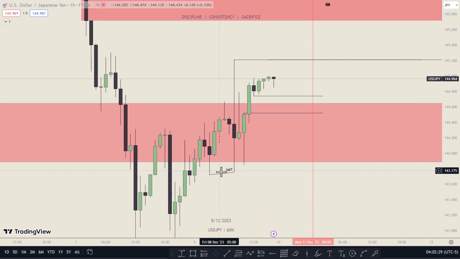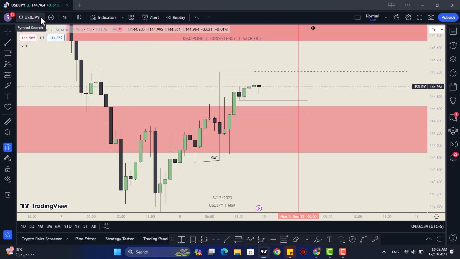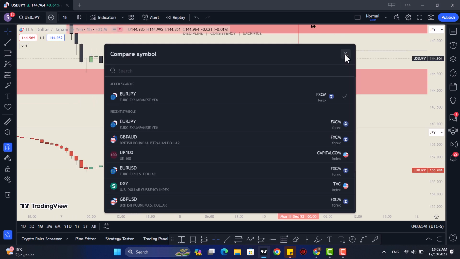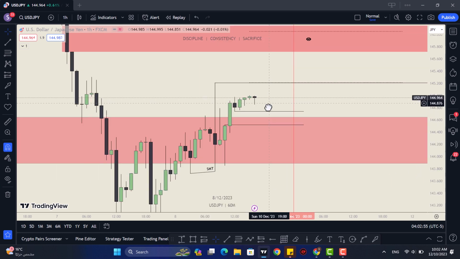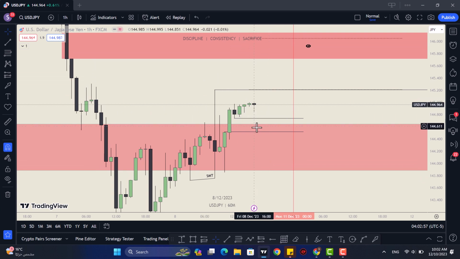We also have an SMT divergence here, as you can see, between US dollar against the Japanese yen and the euro against the Japanese yen. So here you go, compare this low right here with this low. In other words, this pair is best for buys.